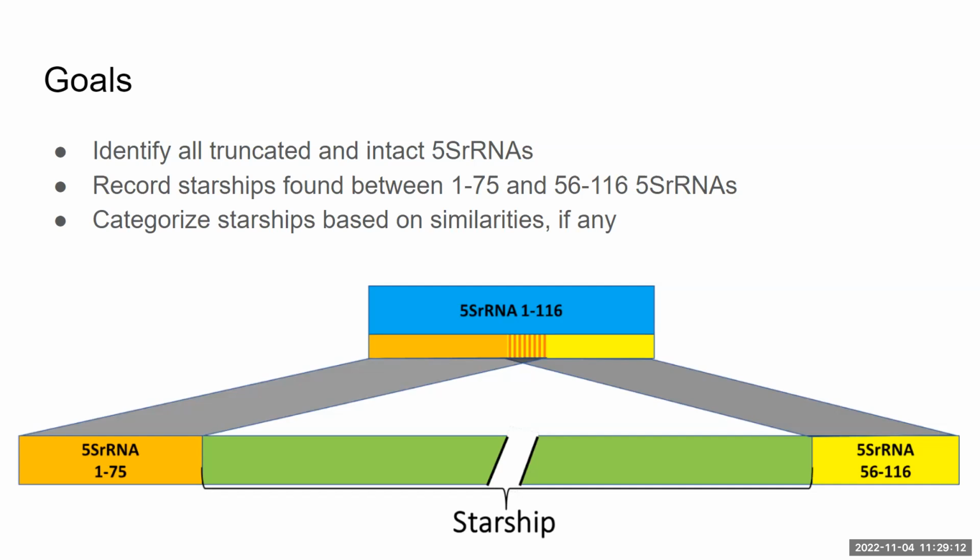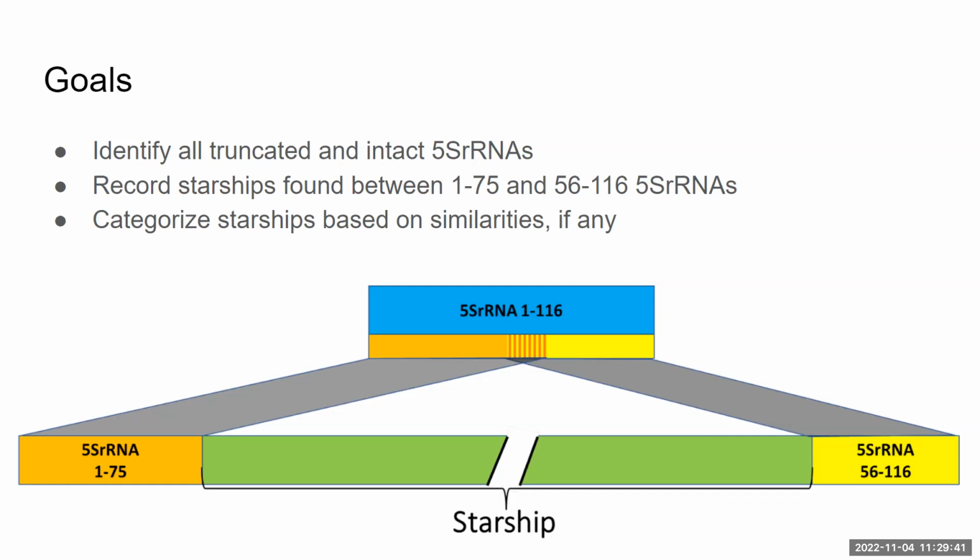All right, so now that we have a good background of what's going on, we are going to talk about our goals going into this study. So our first goal was to identify all the truncated and intact 5S RNAs. Our second goal is to record starships found between 1 to 75 and 56 to 116 5S RNAs. And our final goal was to categorize starships based on any similarities, if any at all.